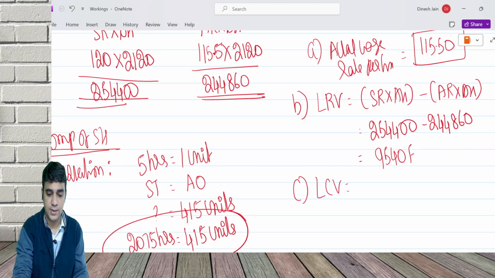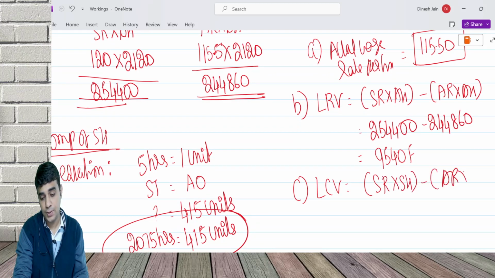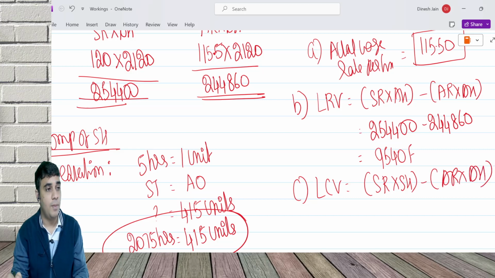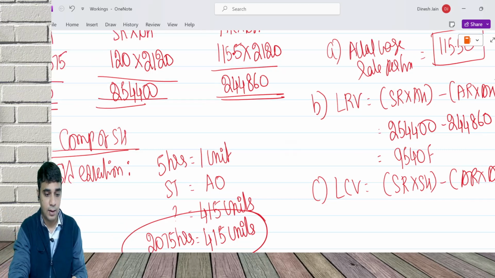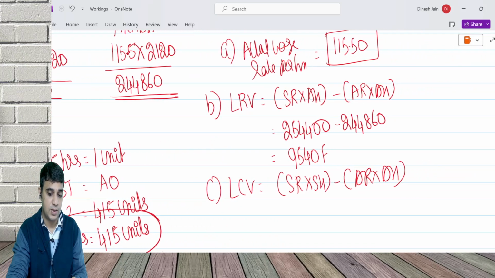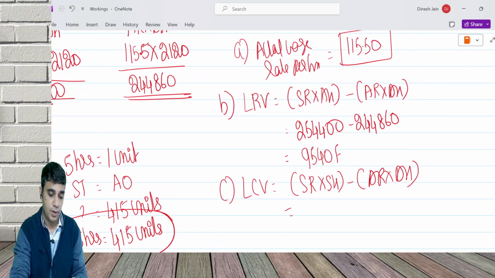Labor cost variance is equal to what? What's the formula? SR into SH minus AR into AH. Formula should be very, very clear to you. What you can do at home is put all the charts aside and write the formulae just for practice, without looking at the chart or any notes.